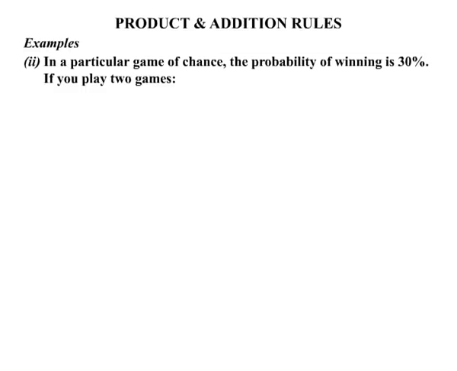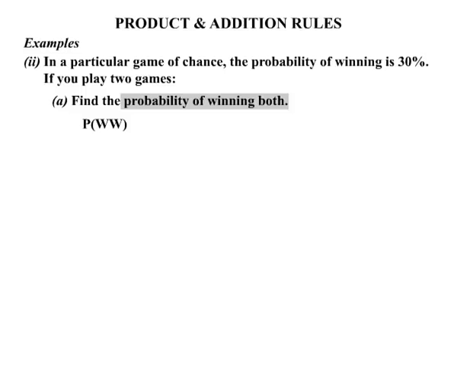Our second example now, in a particular game of chance, the probability of winning is 30%. If you play 2 games, find the probability of winning both. Probability of winning both. We can write that as P of WW, 2 wins. Now the chance of winning the first game, well, it's 30%. I can write that as 0.3 as a decimal. Chance of winning the next game, still 30%. It doesn't change. So 0.3, 0.3. If one event follows another, we're going to multiply them together. And that works out to be 0.09. That's only 9% chance of winning both. Not much really, is it?